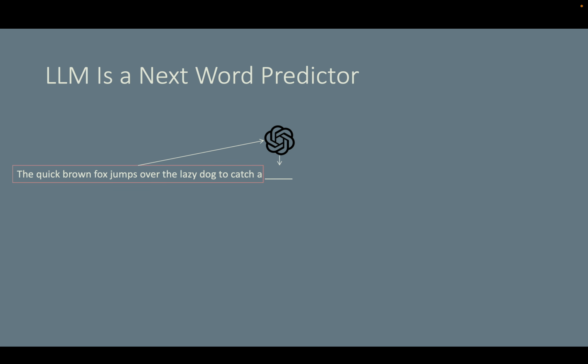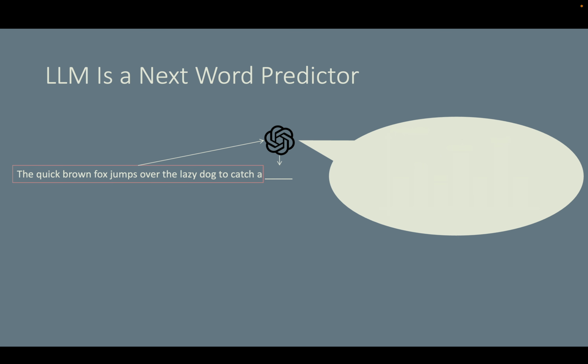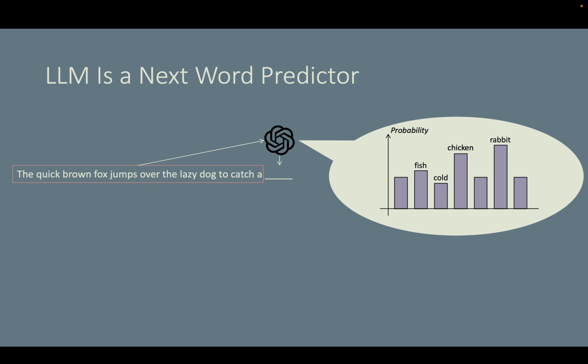All right, let's dive in a little bit and explain how ChatGPT predicts the next word. So in this case, given the input, the quick brown fox jumps over the lazy dog to catch a. So what is the next word given this input? Under the hood, ChatGPT computes a probability distribution over all the possible words in its dictionary. ChatGPT then samples from that distribution to generate the output word. In this example, the next word may be rabbit, chicken, fish. The word code may not be picked because it has a low probability.